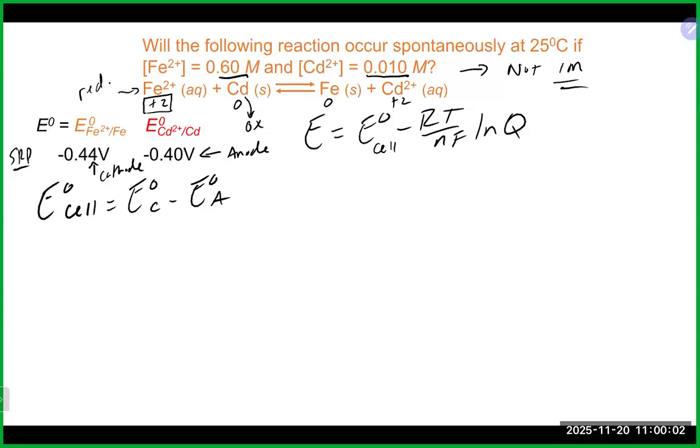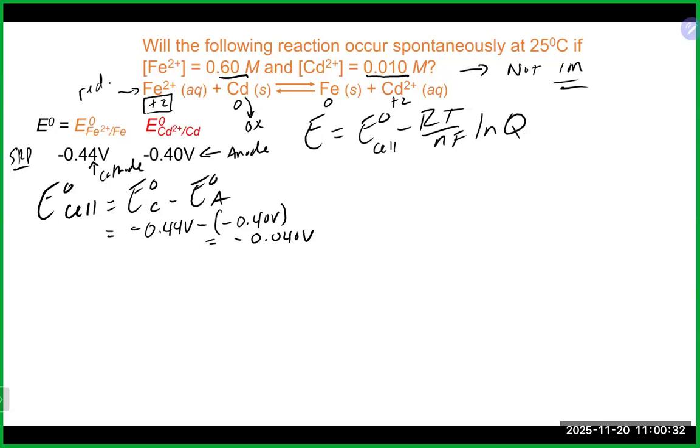That's going to put us into here, our cathode, which is negative 0.44 volts, minus a negative 0.4 volts. Once again, I am not changing the sign because I'm subtracting. If you're adding, you should have changed the sign, hopefully. And that's going to give us negative 0.04 volts, I believe. Yep.